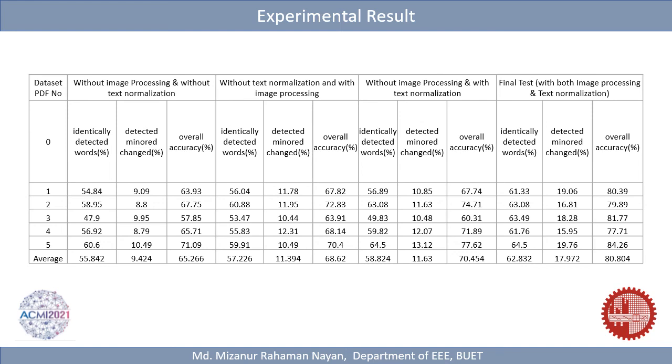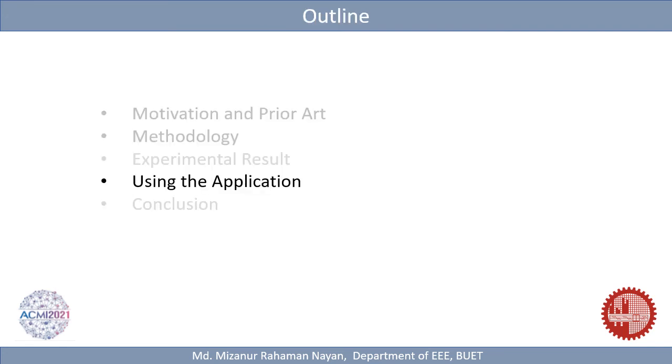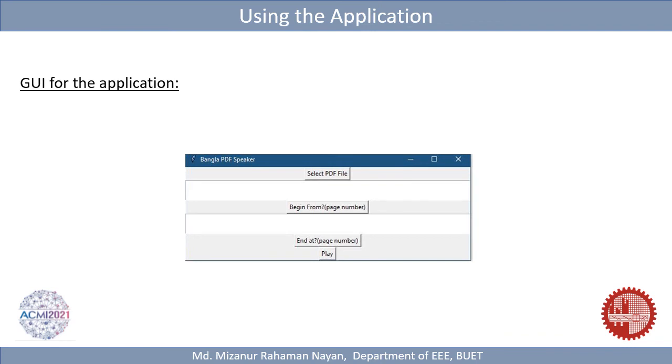Data shows on average image processing and text normalization result in 80.804% accuracy, where without text normalization and image processing, average accuracy was only 85.842%. Using the application, we have developed a graphical user interface, GUI, to make the application user-friendly. User can select any Bangla PDF file from a drive and start listening from any page.